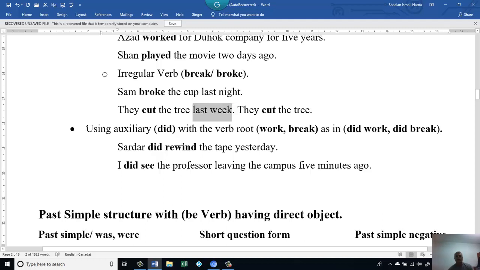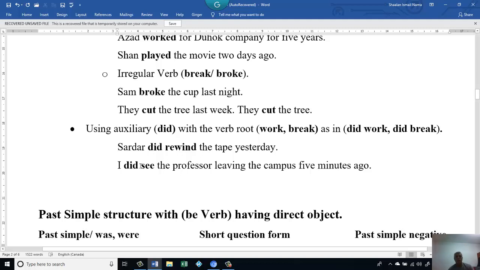Or another solution, if we have difficulty memorizing regular verbs, we just add did. For example, using the auxiliary did with the verb root, work, break, as in did work, did break. For example, Serdar did rewind the tape yesterday. Then we know this has definitely happened in the past for two reasons. Here we have yesterday, and here we have did. Then we know our sentence is in the past. We use this trick if we have difficulty knowing if our verb is regular or irregular.